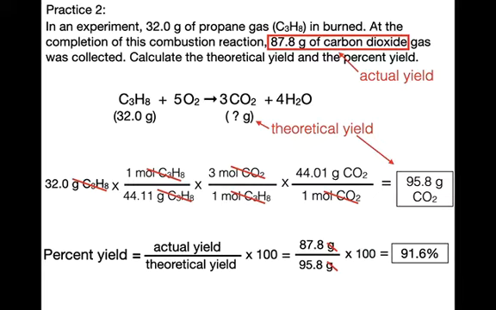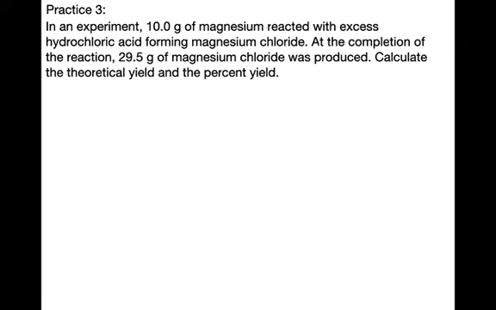Okay, one more. In an experiment, 10 grams of magnesium reacted with excess hydrochloric acid, forming magnesium chloride. At the completion of the reaction, 29.5 grams of magnesium chloride was produced. Calculate the theoretical and percent yield. Again, I encourage you to stop the video, see if you can do it yourself, and then start it up again.